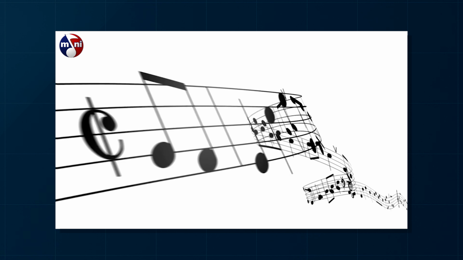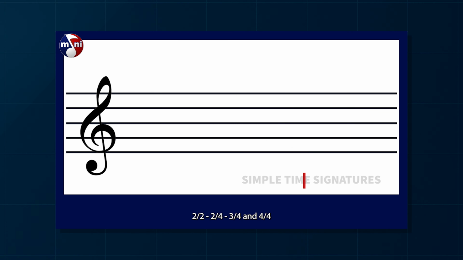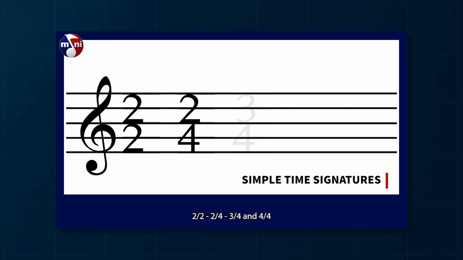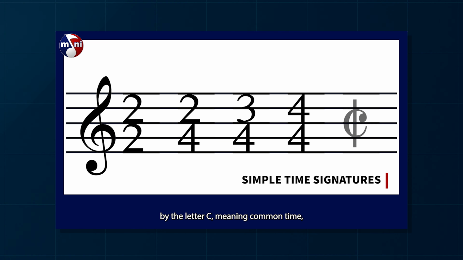For today, we'll be focusing on the simple time signatures 2-2, 2-4, 3-4, and 4-4, which can also be represented by the letter C, meaning common time. Starting with a 2-2 time signature, this represents 2 half note beats in every measure or bar. 2-4 equals 2 quarter notes in each measure.